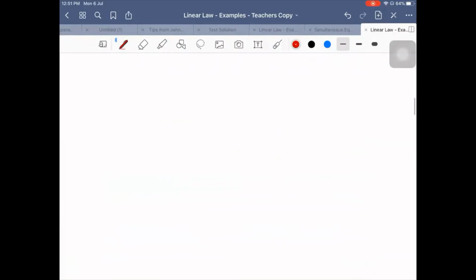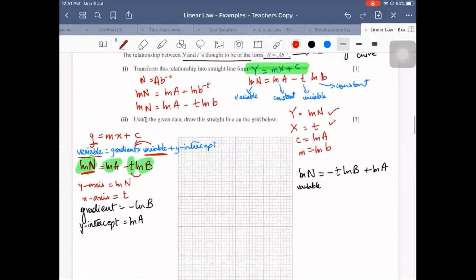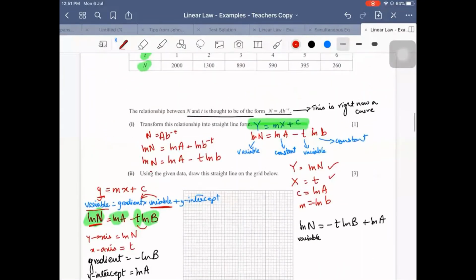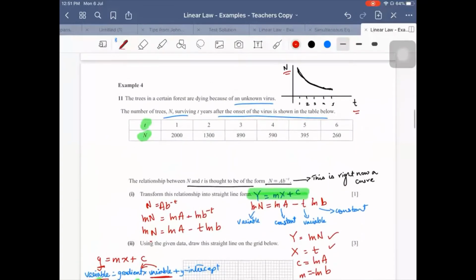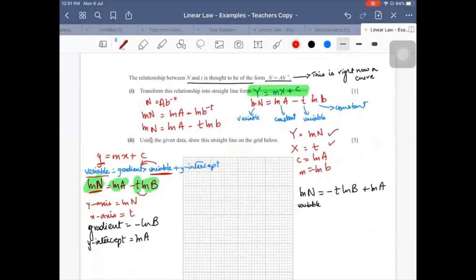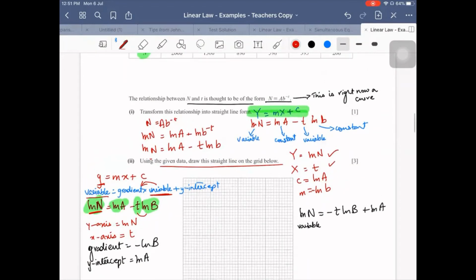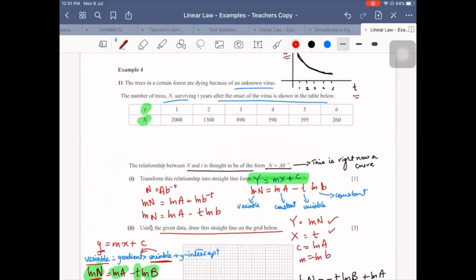Okay, let's go back to the example that we were doing. We had decided that in order for this curve to become a straight line, I must change the y-axis to ln y and keep the x-axis as t. It says, using the given data, draw this straight line on the grid below. I have the values of t, so I should create the values for n, and I'll do ln n.